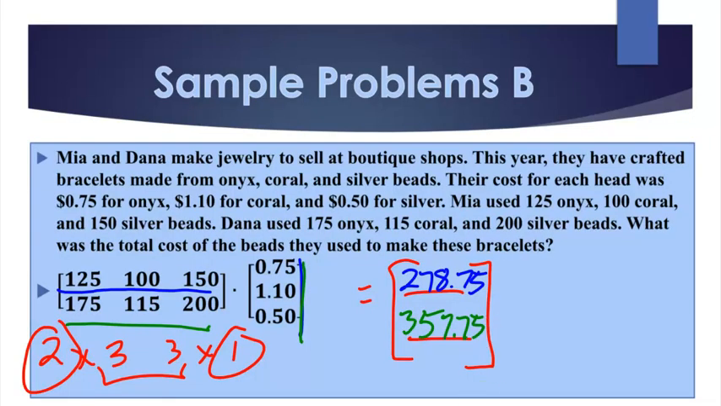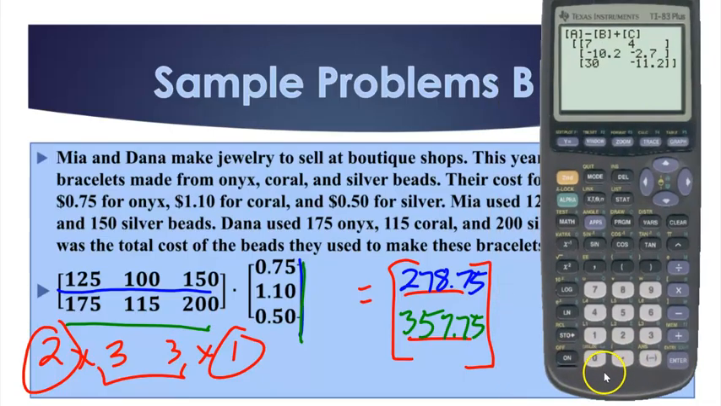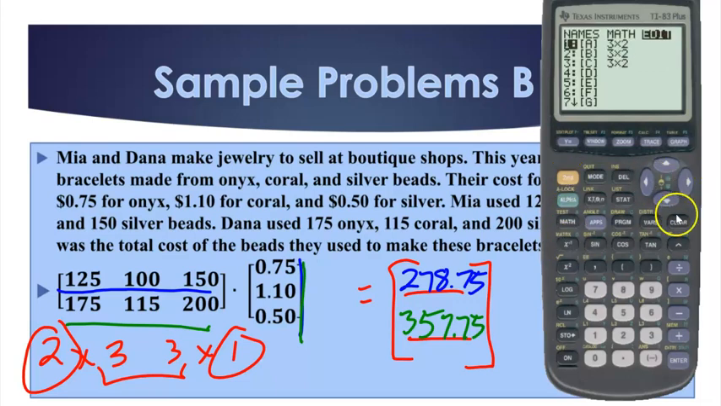Now, if I want to check this on my calculator, we hit second matrix. I need to edit these. So I'm going to edit this one. The first one was a 2 by 3. If I put the numbers in, 125, 100, 150. Next one was 175, 115, and 200.